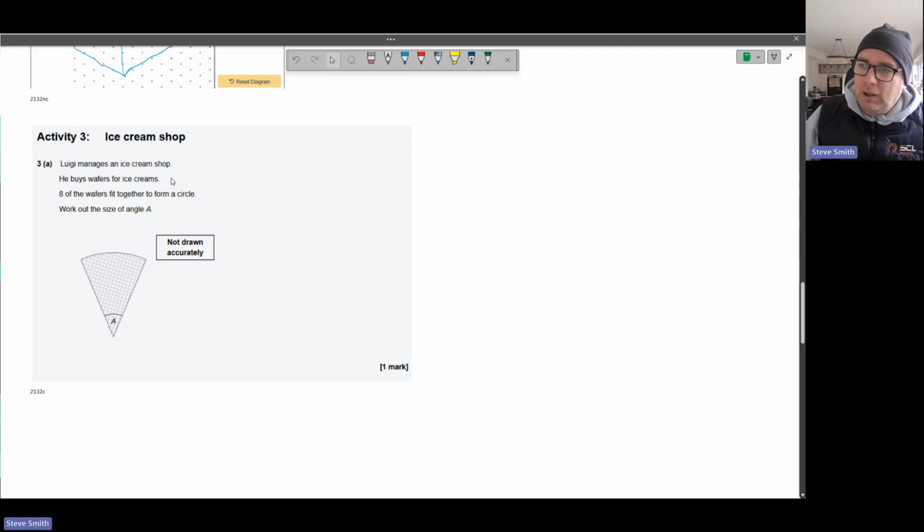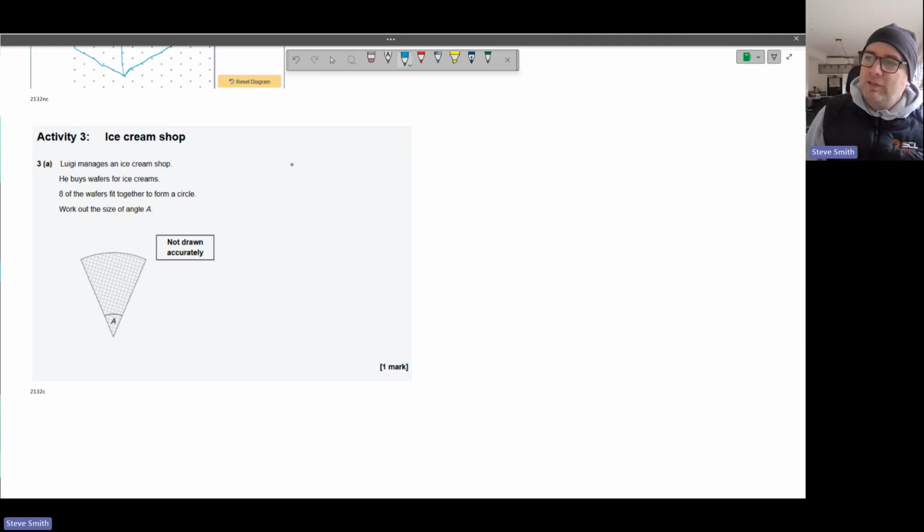Okay, ice cream shop. That sounds good, but it's a bit chilly. Luigi manages an ice cream shop. He buys wafers for his ice creams. 8 of these wafers fit together to create a circle. So in theory, I'm not talking pizza on purpose, but 8. That's 4, 5, 6. Oh my gosh! And again, not the best, but to give you a better understanding of how it would look, we've got 8 wafers of exactly the same size. These slices of pizza are not the same size, but yet we've got quarters, and then we go in again.